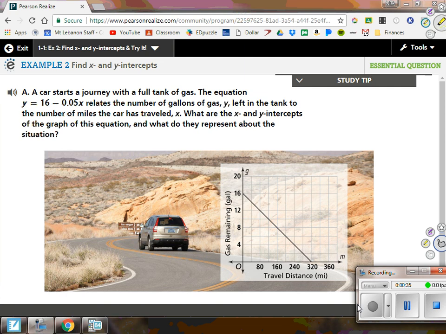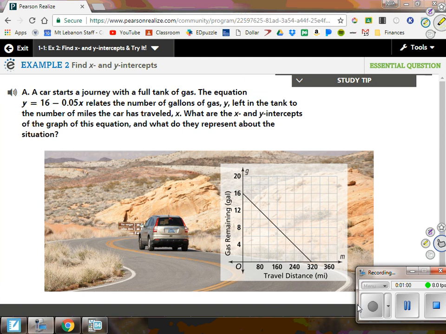We have a car starting a journey with a full tank of gas. The equation y equals 16 minus 0.05x relates the number of gallons of gas left in the tank to the number of miles the car has traveled. X is the miles, and y would be the gallons. So today we're going to talk about x and y intercepts. They want to know what they are and what they represent in this problem.